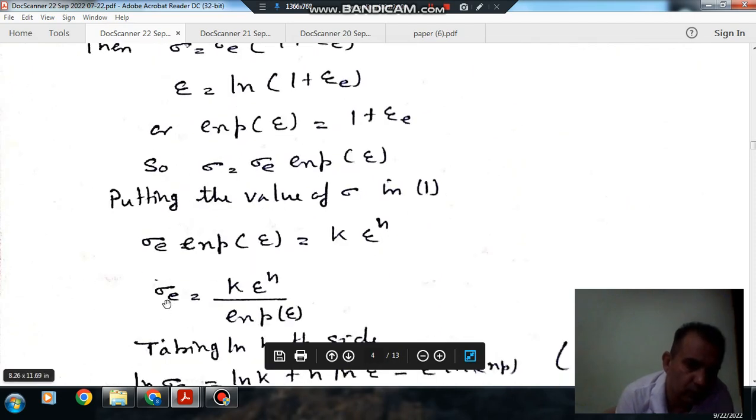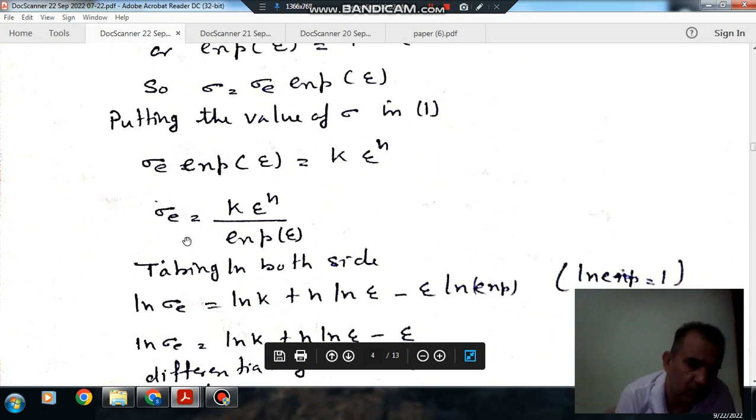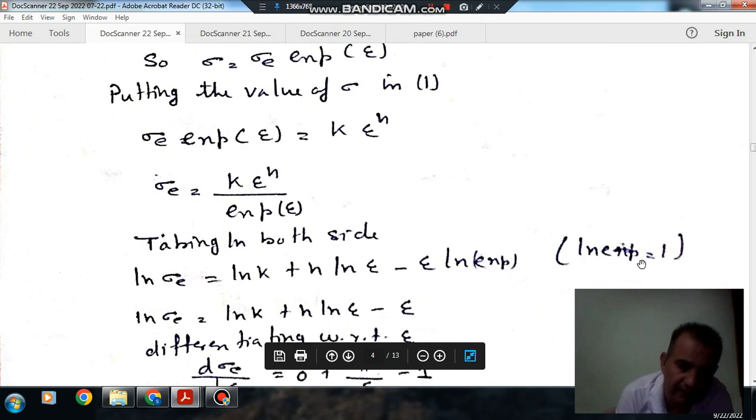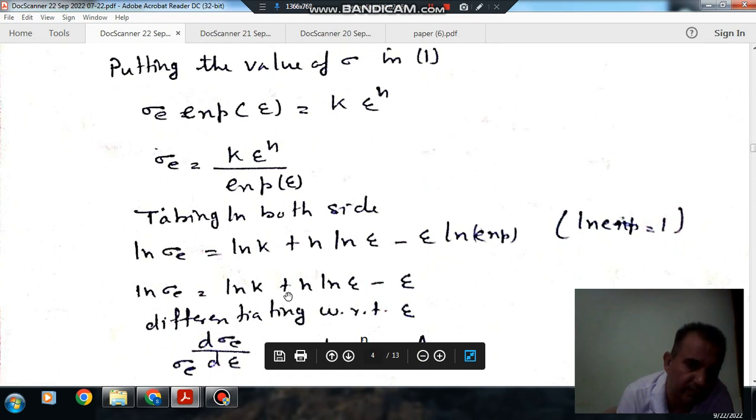Sigma e comes out as K epsilon raised to the power n divided by e raised to epsilon. This is the relationship between engineering stress and true strain. Taking ln on both sides, we get ln sigma e equals ln K plus n ln epsilon minus epsilon ln e, and ln e is 1. So ln sigma e equals ln K plus n ln epsilon minus epsilon.